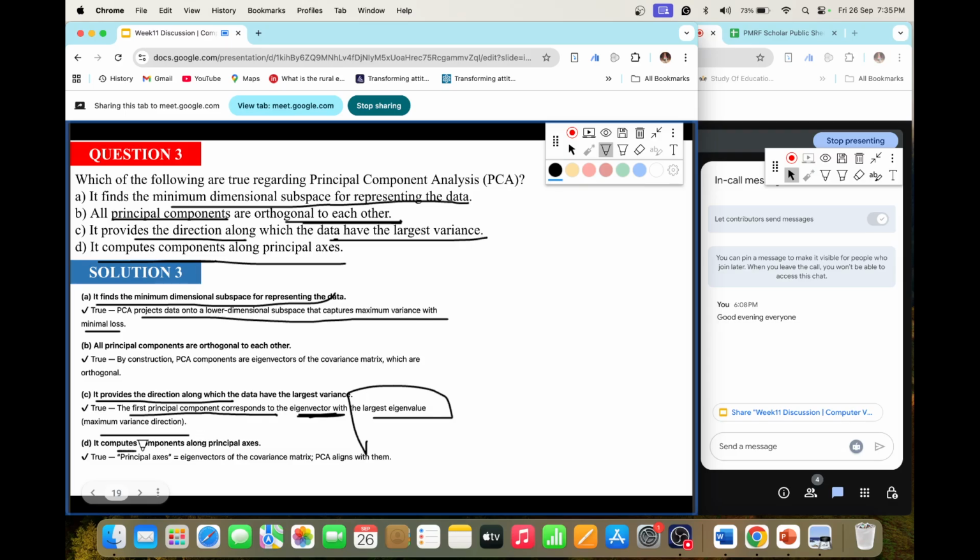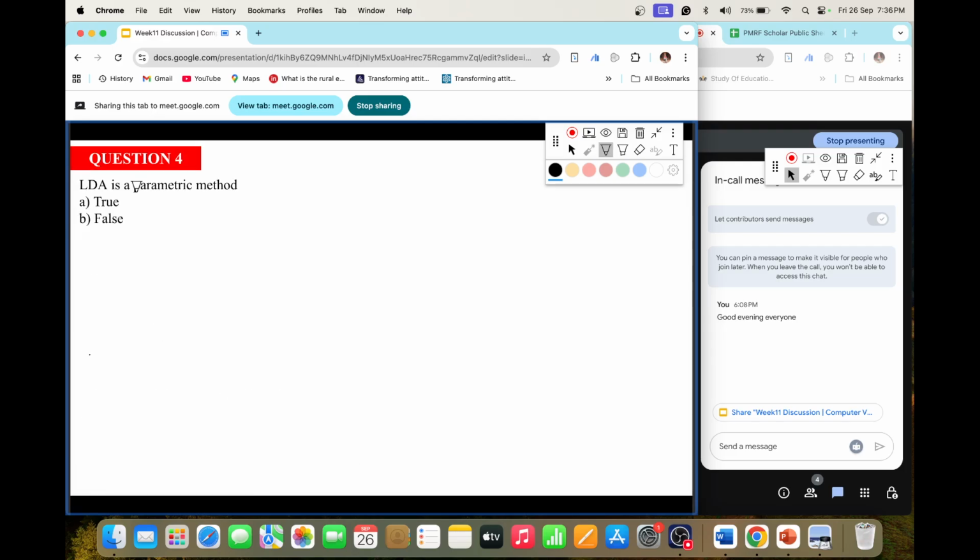And option D, it computes the components along the principal axis. Yes, the principal axes are eigenvectors of the covariance matrix, and PCA aligns with them. So option D is also correct. So options A, B, C and D are your correct answers. This is a complete theory question, so you can easily read it, and I hope it is clear to all of you. Okay, let's move on to the next question.